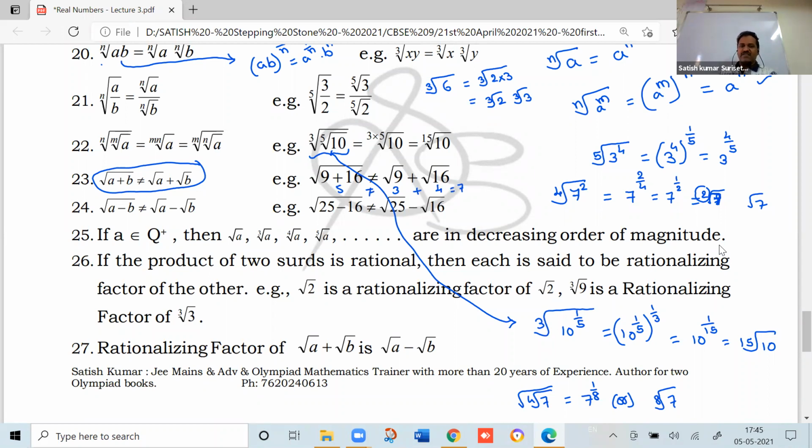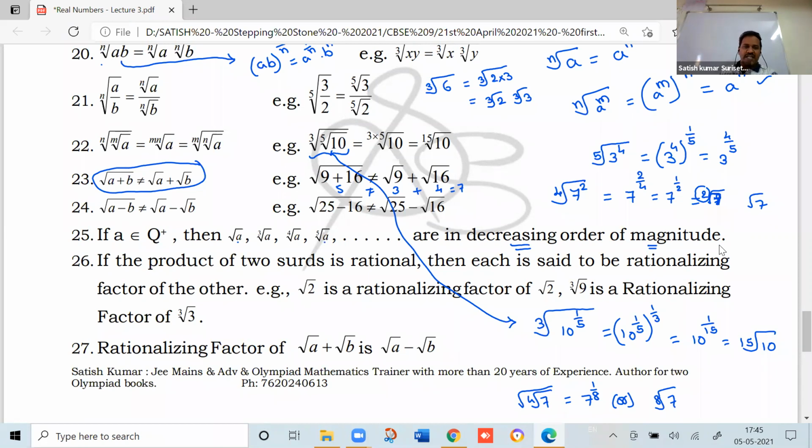Next, in the same manner, root of a minus b is also not equal to root a minus root b. So you can consider this example again. Root of 25 minus 16 is not equal to root 25 minus root 16. So remember that you should not apply root for each term here at all. Next, if a is a positive rational number, then root a, cube root of a, fourth root of a, fifth root of a, and so on are in decreasing order of magnitude. Now, have you understood this statement? Decreasing order of magnitude means these values go onward, decreasing.